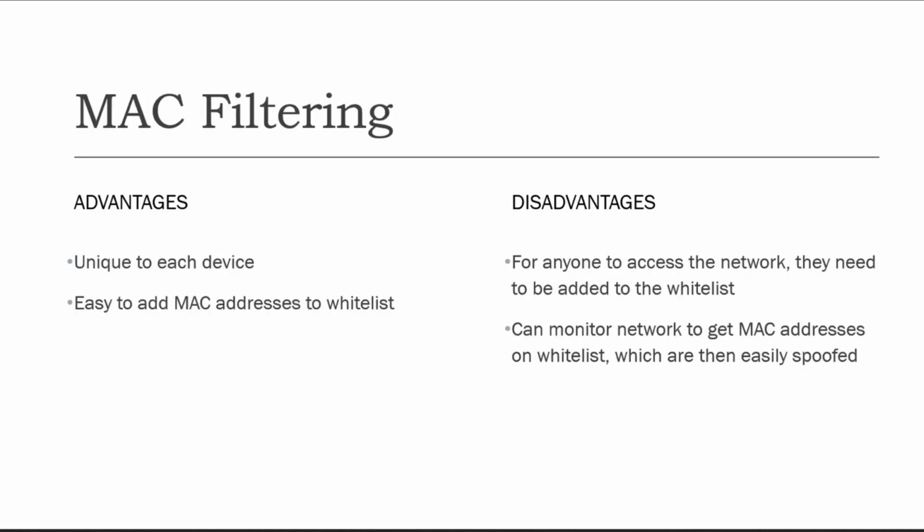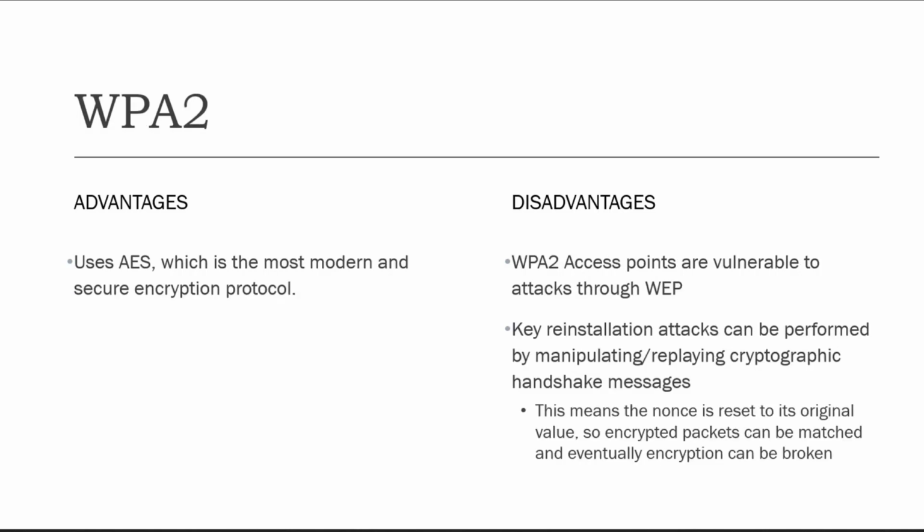And then we have MAC filtering. The advantage is that a MAC address is unique to each device, and as a network admin, it's relatively easy to add MAC addresses to a whitelist. But that's actually a disadvantage because often for new users, it's very difficult to find the MAC address and add them, especially if you want them to only be using the network one time. And you can monitor the network to get the MAC addresses that are on the whitelist anyway, which are then easily spoofed. Then finally, WPA2.